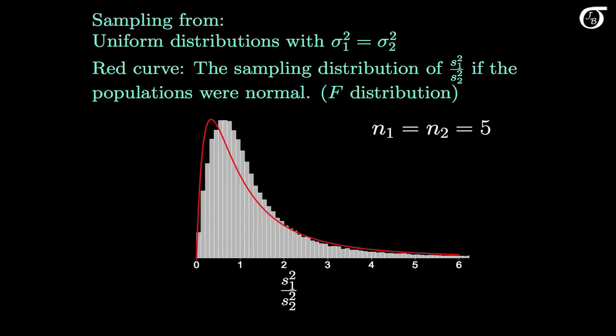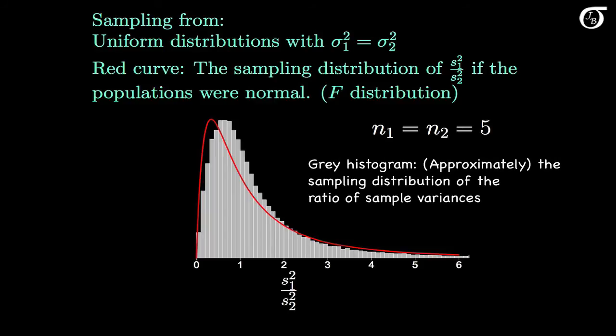Here the samples are drawn from uniform distributions with the same variance and sample sizes of 5. The gray histogram represents 100,000 simulated values of the ratio of sample variances, which is approximately the sampling distribution of the ratio of sample variances in this scenario. The red curve represents the theoretical sampling distribution of the ratio of sample variances if the populations were normal. It's an F distribution with the appropriate degrees of freedom.